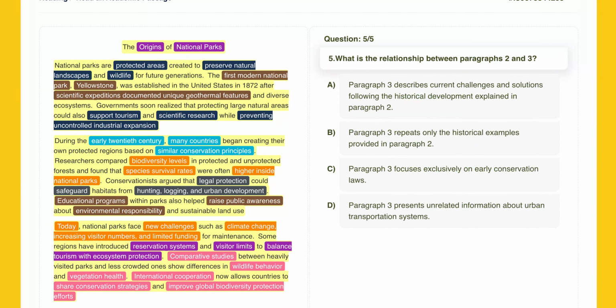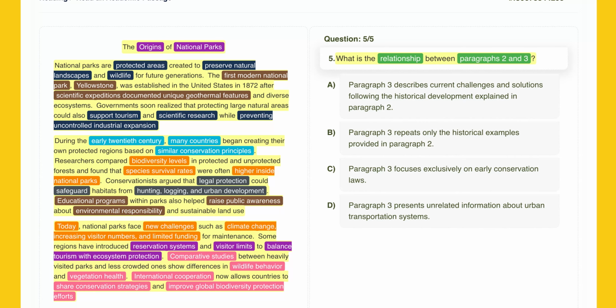Finally, we arrive at the fifth question. This is a rhetorical structure question, asking about the relationship between two paragraphs. What is the relationship between paragraphs 2 and 3? The question asks for the relationship between paragraphs 2 and 3. Paragraph 2 discusses the early spread of parks and their principles in the early 20th century. Paragraph 3 discusses today and the new challenges they face. So, we are looking for an answer that connects history, principles, to modern challenges.